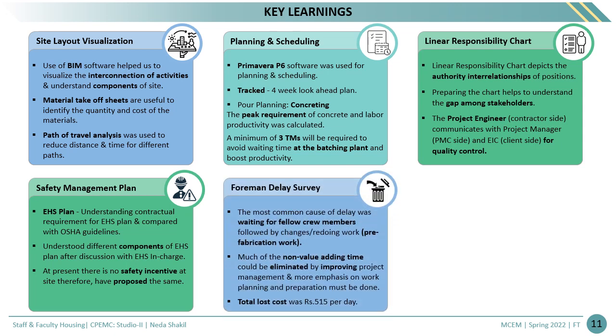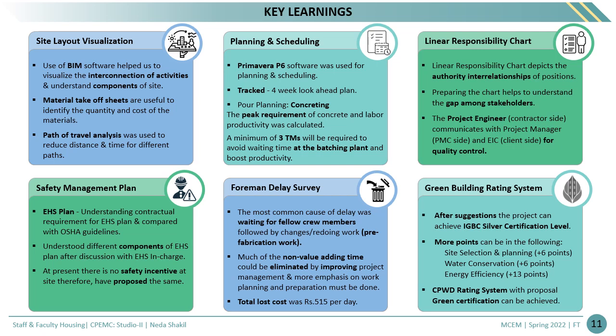Foreman Delay Survey. The most common cause of delay was waiting for fellow crew members, followed by prefabrication work. Much of the non-value adding time could be eliminated by improving project management, and more emphasis on work planning and preparation must be done. The total loss cost was Rs 515 per day.